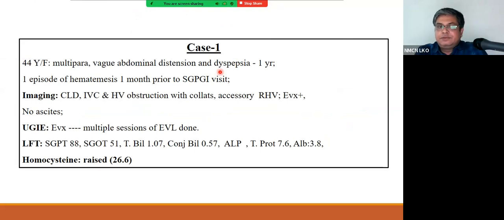Case 1, a 44-year-old female, multipara, with vague abdominal distension and dyspepsia for 1 year, and 1 episode of hematemesis 1 month prior to the SGPGI visit. On imaging, the patient had features of CLD with obstruction of hepatic veins and IVC. An accessory RHV was present, and esophageal varices were noted. However, there was no ascites. On upper GI endoscopy, large esophageal varices were noted, for which multiple sessions of EVL were done. LFT was only marginally deranged. Homocysteine was raised at 26.6.